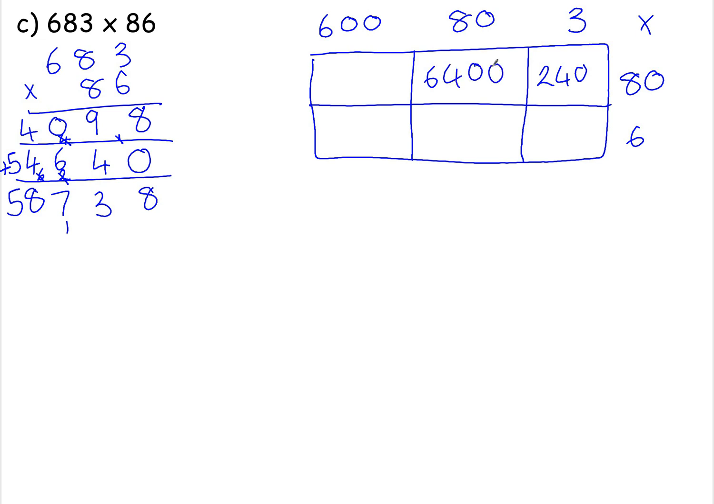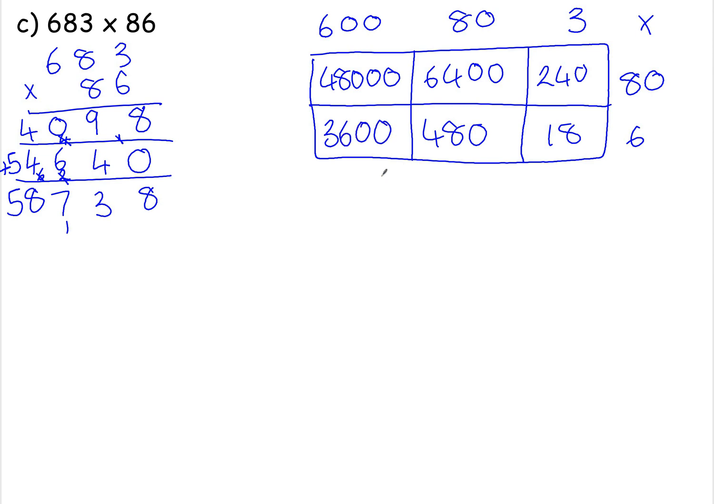600 times 80, so you might want to do 6 times 8 is 48, with 1, 2, 3 zeros. 3 times 6 is 18. 80 times 6, 8 times 6 is 48, with 1 zero. 600 times 6, 6 times 6 is 36, with 2 zeros.